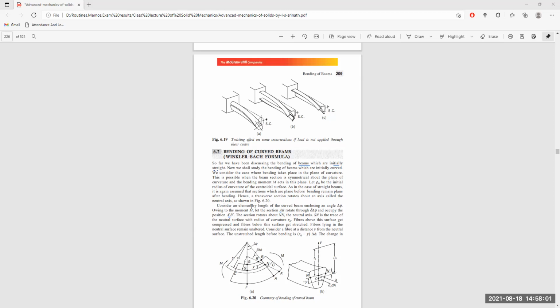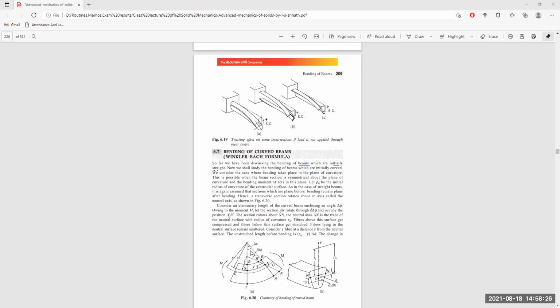Consider an elemental length of curved beam, with an angle equal to d phi. We are taking an element length of the beam from here to here. The angle in between is d phi. So let us take this element from F A to B G, with an elemental angle equal to d phi itself.